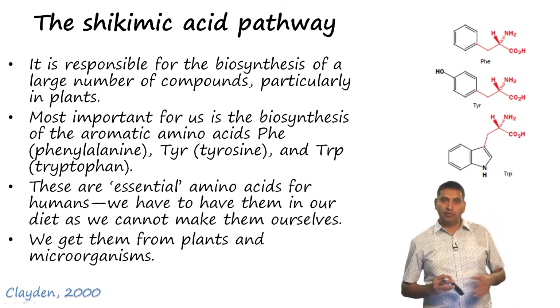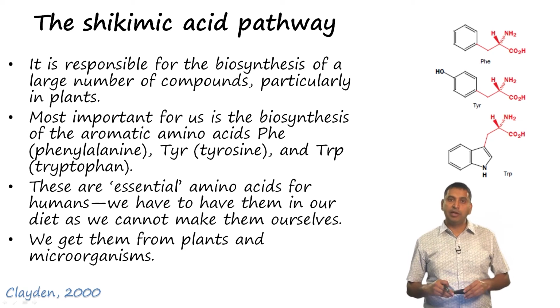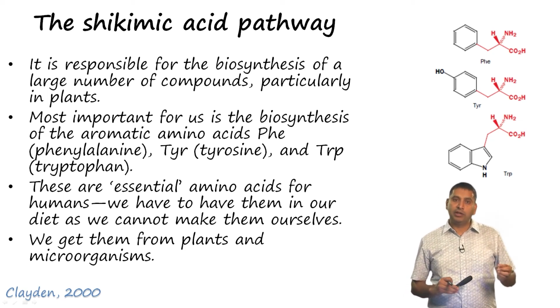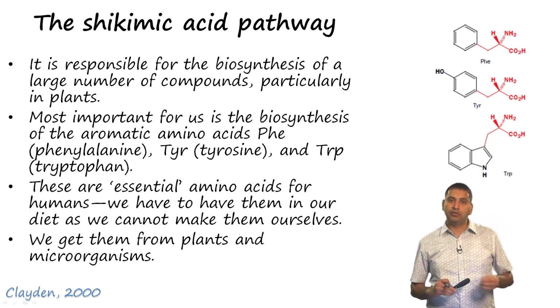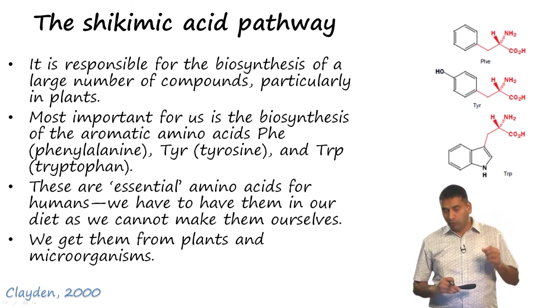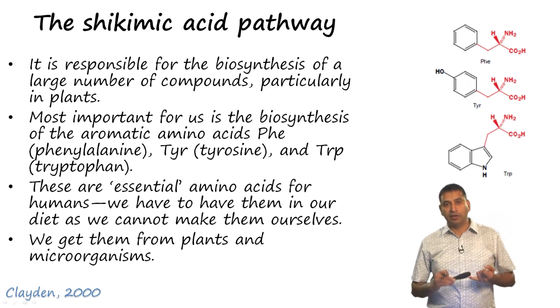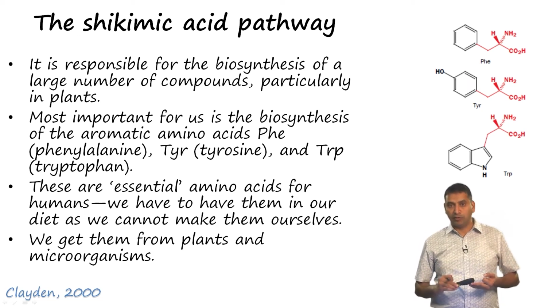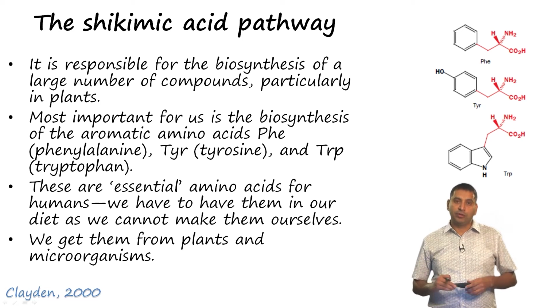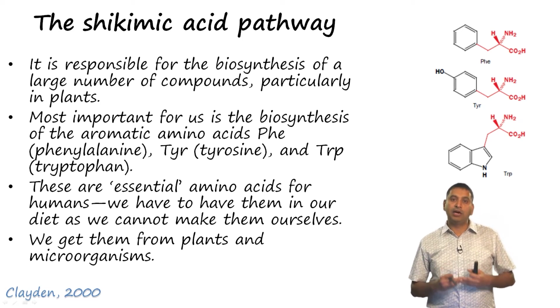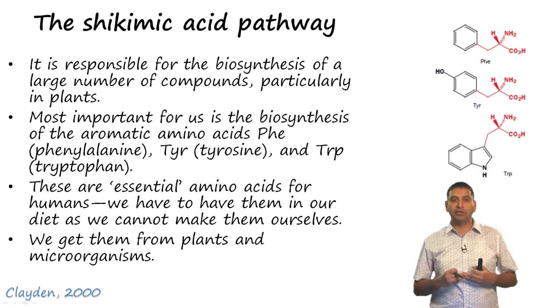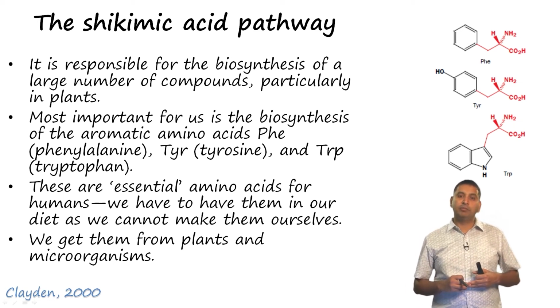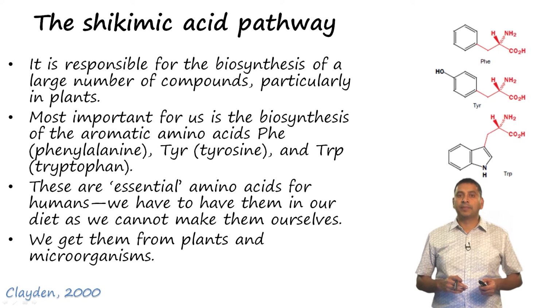Now, let us look at a very important pathway, which is the shikimic acid pathway. This pathway is responsible for the biosynthesis of a large number of compounds, and it is very important in plants. Most importantly for us is the biosynthesis of aromatic amino acids, which are phenylalanine, tyrosine and tryptophan, whose structures are shown here. These are classified as essential amino acids, and we have to have them in our diet as we cannot make them ourselves. So, we get them from plants and microorganisms.